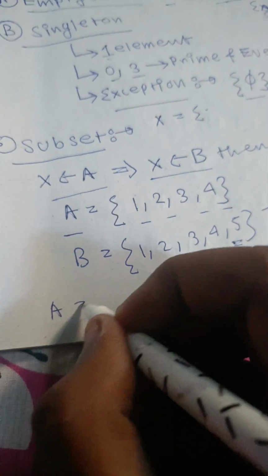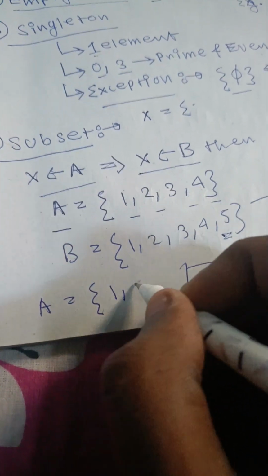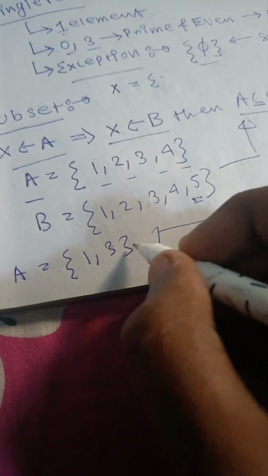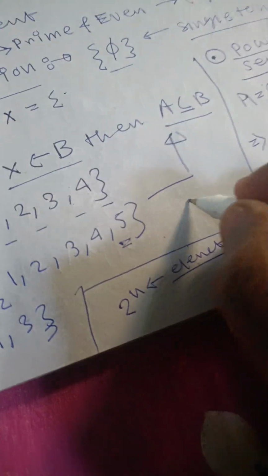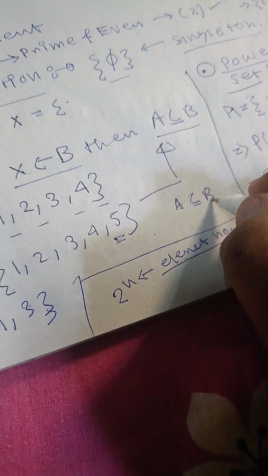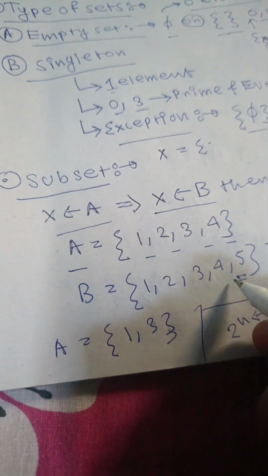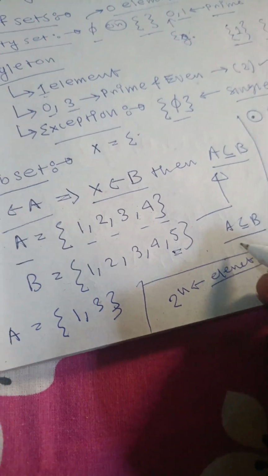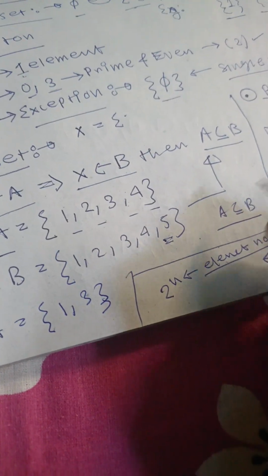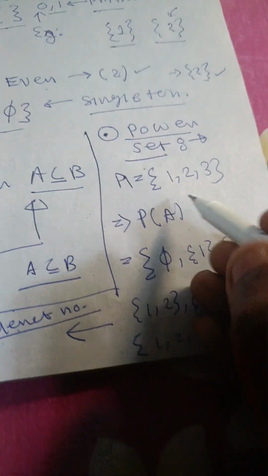If A has 1 and 3, we can tell that A is also a subset of B. So if A has any element that is present in B, we can say that A is a subset of B.